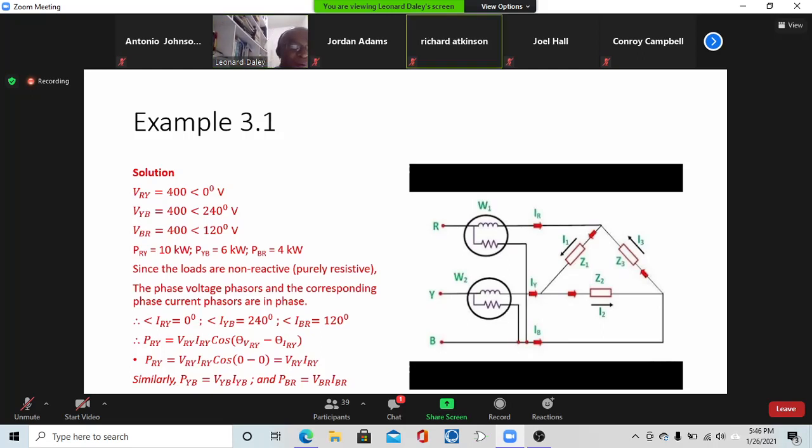So we have a formula for the non-reactive load in the red-yellow phase. Similar equations can be written for the YB phase and the BR phase because they are also purely resistive loads in those phases. Everybody clear? Yes, sir. Good. Conroy? Yes, sir. All right.